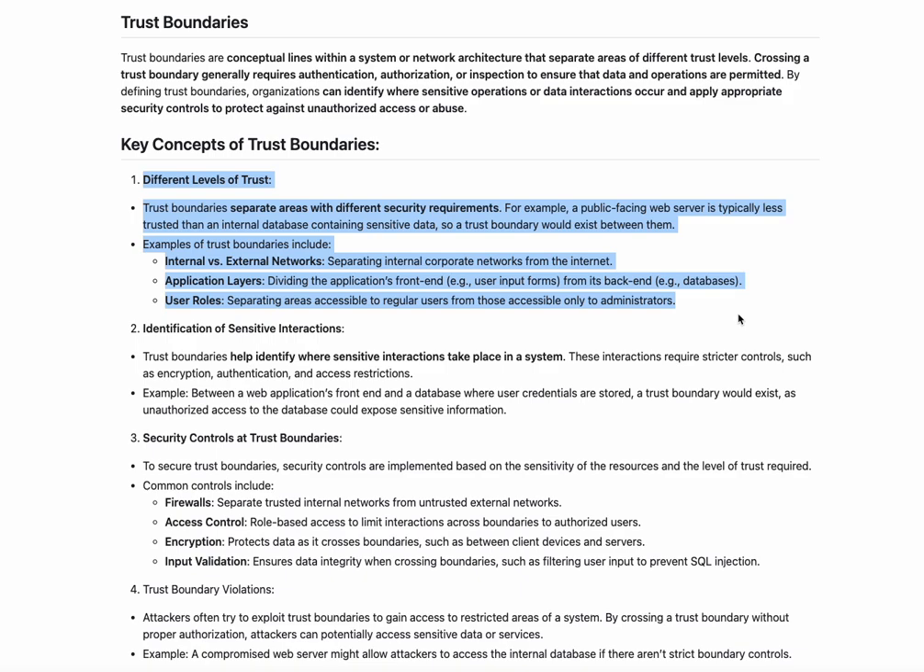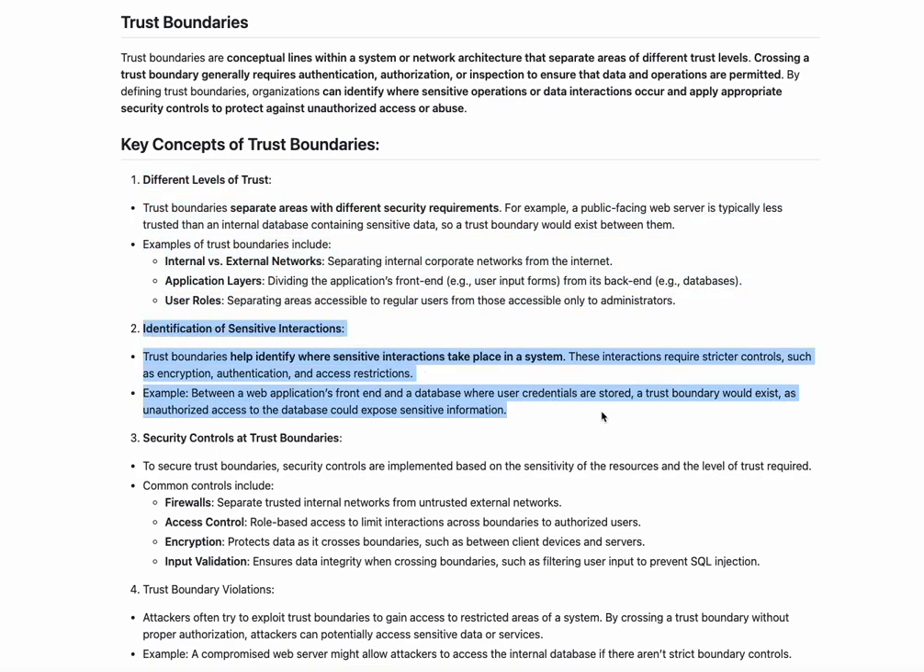Examples of trust boundaries include internal versus external networks, separating internal corporate networks from the internet. Application layers, dividing the application's front end, e.g., user input forms, from its back end, e.g., databases. User roles, separating areas accessible to regular users from those accessible only to administrators.